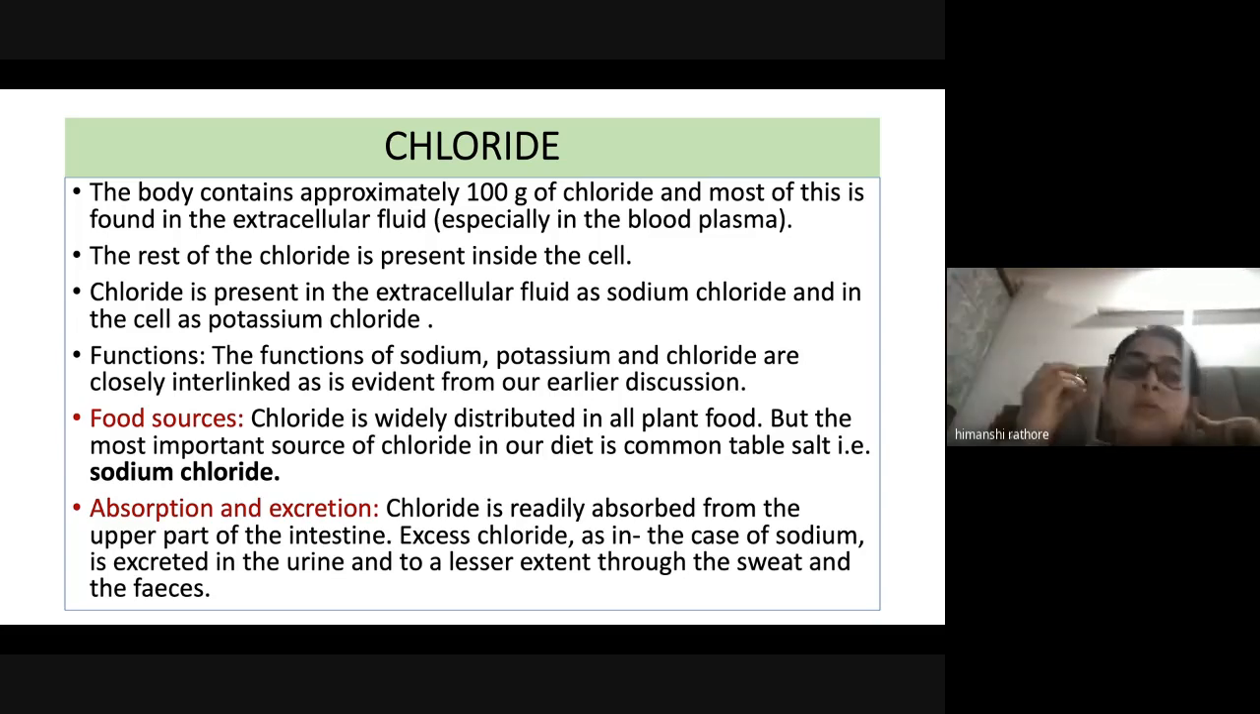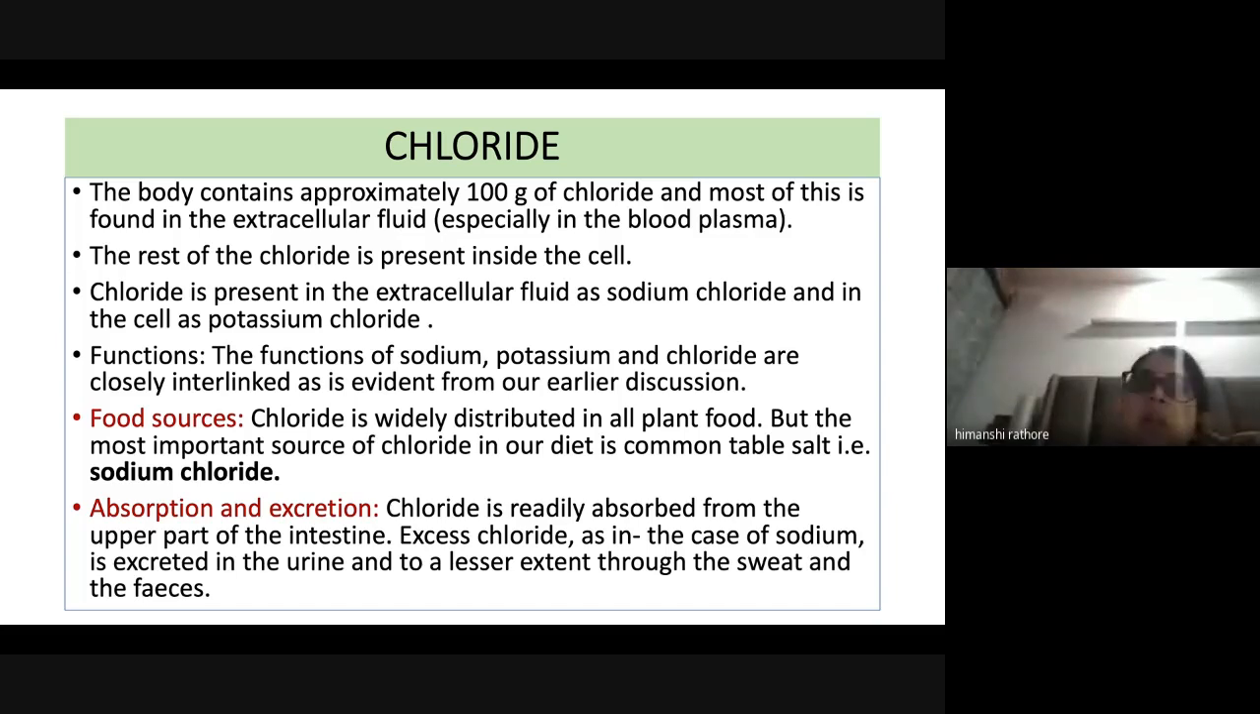Now, what functions does chloride perform? The functions of sodium, potassium and chloride are closely interlinked, as I told you, and it is similar to that of sodium and potassium, that it also helps in maintaining the balance between the intracellular fluid and extracellular fluid. So it is similar for all these three minerals.